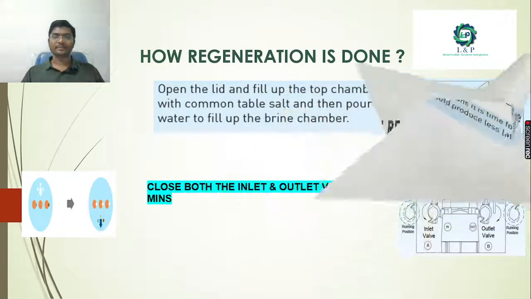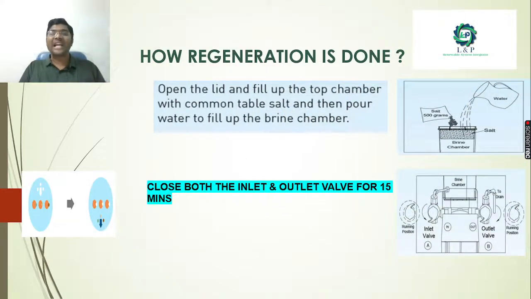How can we do regeneration in the water softener that we are using? Very simple. We have a brine chamber. Open that chamber, put in normal common salt, and then pour some water into the brine chamber. Then, while doing this process, we need to close both the inlet and the outlet valve for 15 minutes.